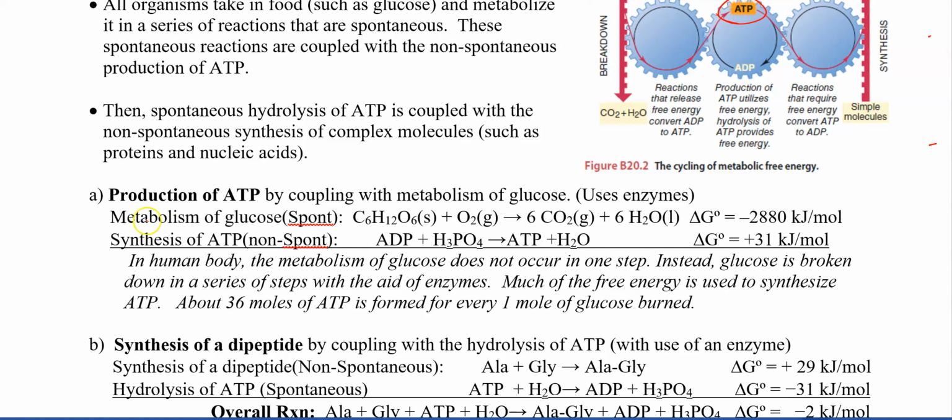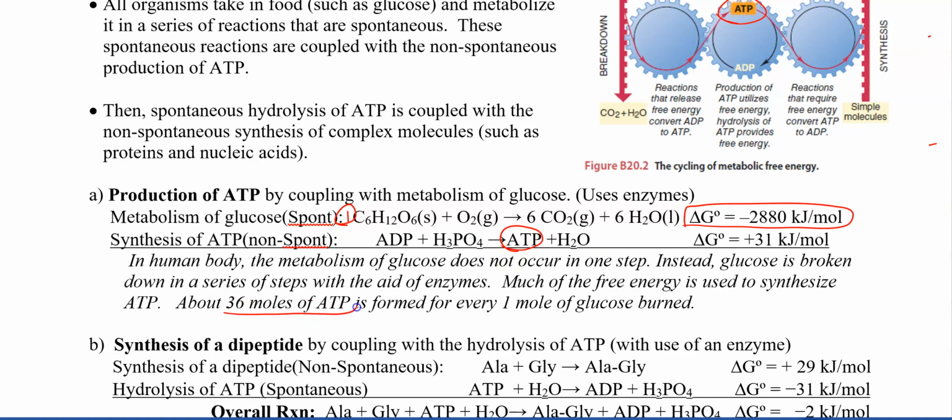So here it's showing you if you're metabolizing glucose, you burn the glucose with oxygen, get CO2 and water, obviously that's going to be really spontaneous. You're burning sugar, right? Really spontaneous reaction. But the synthesis of ATP turns out to be a non-spontaneous reaction, positive 31. So you can actually do many reactions, make many moles of ATP for one, say you had 1 mole of glucose, you could make more than 1 mole of ATP.